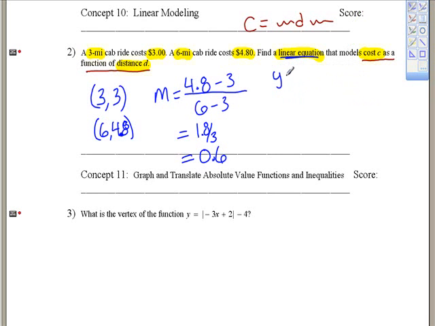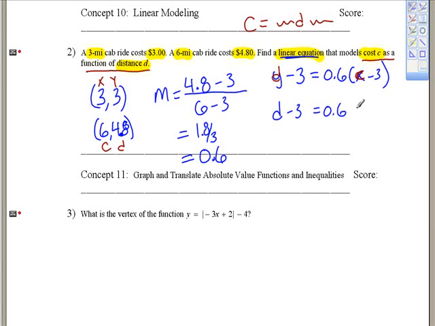Y minus y1 would be y minus 3 if we use this first point, equals the slope 0.6 times x minus 3. But we don't want to use x's and y's. What do we want to use for this problem? C's and d's. And I have x and y in this column, which represent the c's and d's from my problem. So the x is a d, and the y is a c. Let's go ahead and clean that up. C minus 3 equals 0.6.